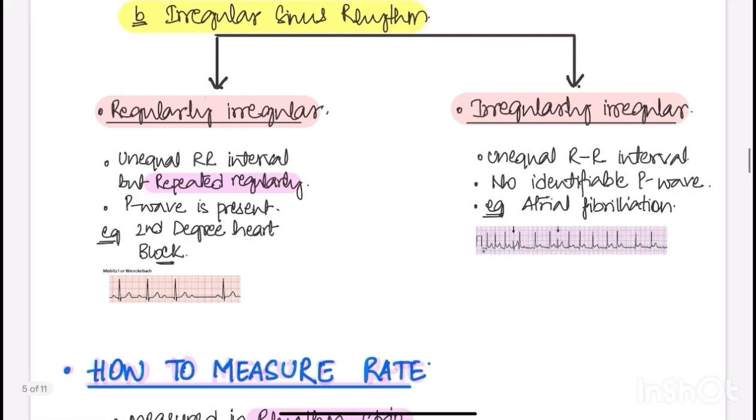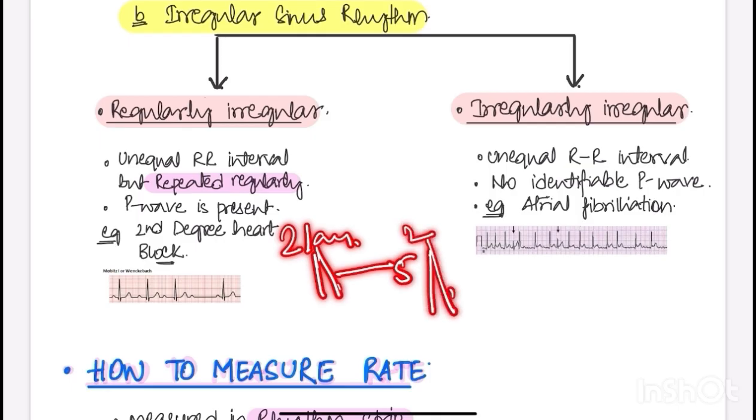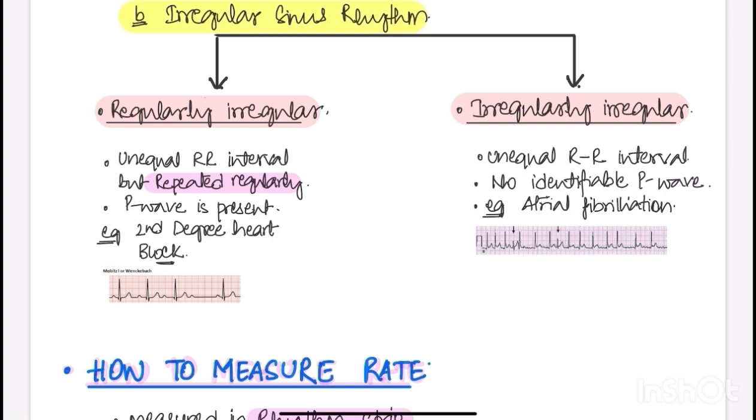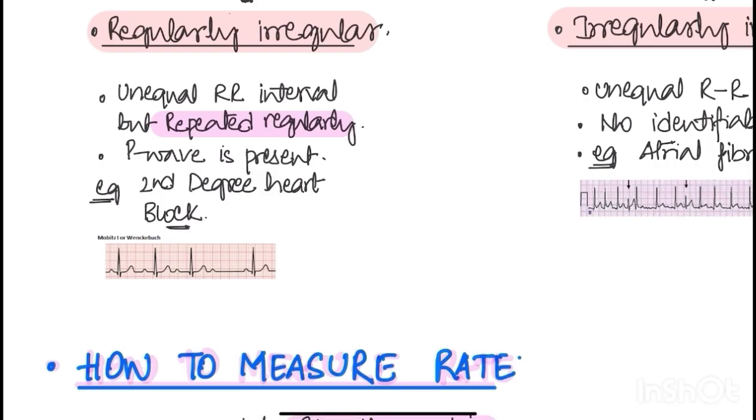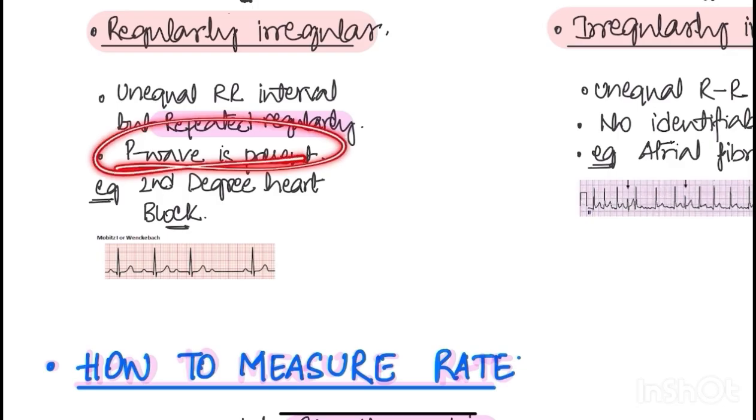In regularly irregular, there would be unequal RR interval, but this inequality would be repeated. Suppose you have two large boxes between two R waves, and then you have 5 boxes between two R waves, and that pattern is being repeated throughout the ECG, then that means it is regularly irregular. And in this particular ECG, there would be P wave present. Example is second degree heart block.